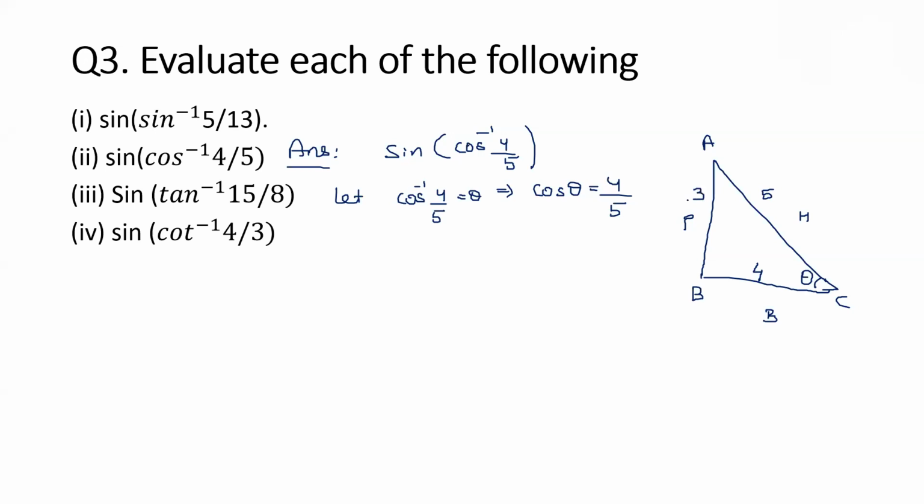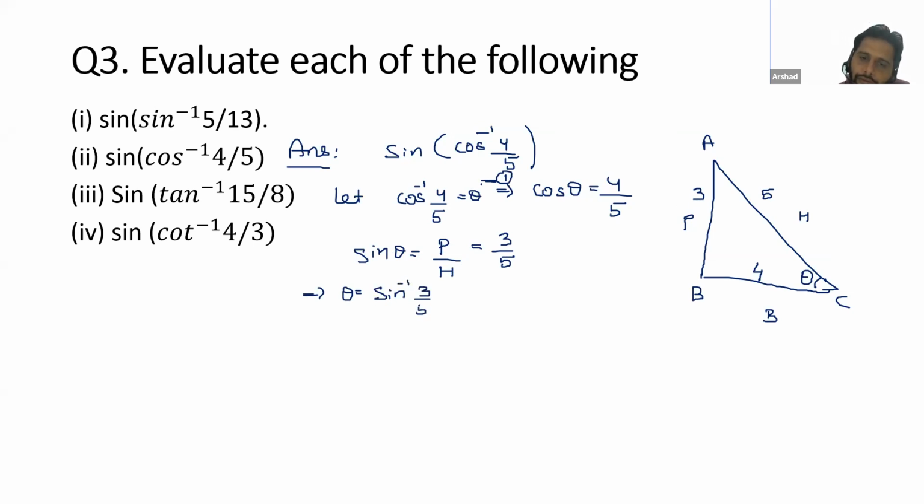You can show this on your own. Now, let cos inverse 4 by 5 be equal to theta; call this 1. We will write sine theta. What is sine theta? Perpendicular by hypotenuse. Perpendicular is 3, hypotenuse is 5. So here we get theta is equal to sine inverse 3 by 5. Let this be 2.